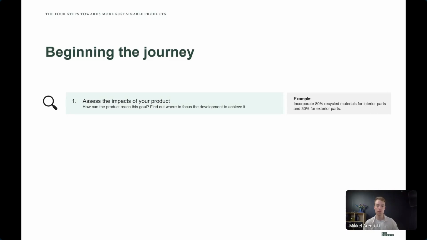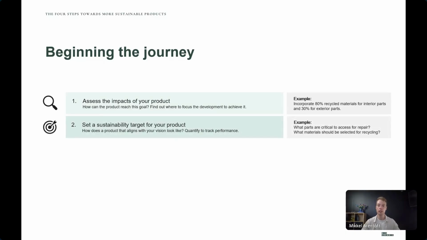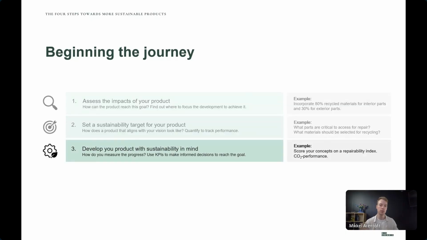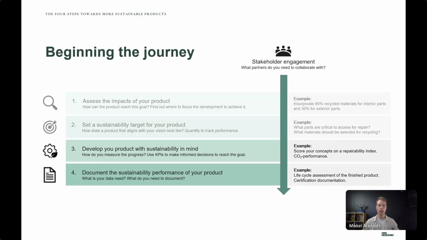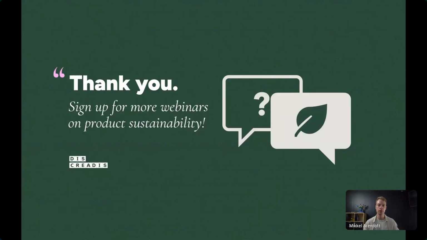Once you know the focus, set a target, such as carbon footprint reduction or implementing recycled content based on your insights. Use the reduce, extend, recycle framework to identify sustainability improvement opportunities and measure the sustainability performance to drive decisions during the development. Lastly, document the improvement in a lifecycle assessment of the final product. And remember that product sustainability is a collaborative process, so engage your stakeholders during this entire process.